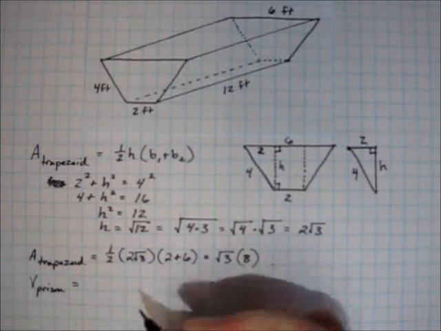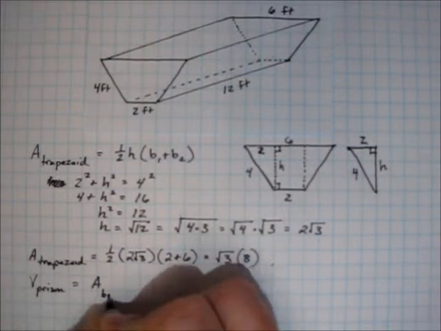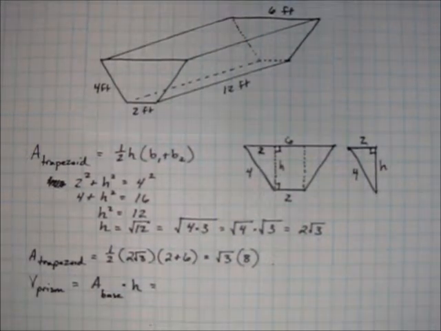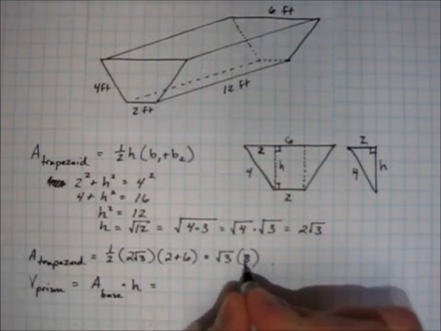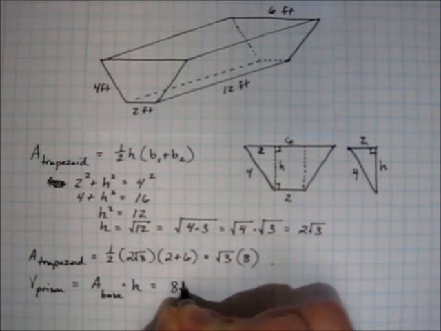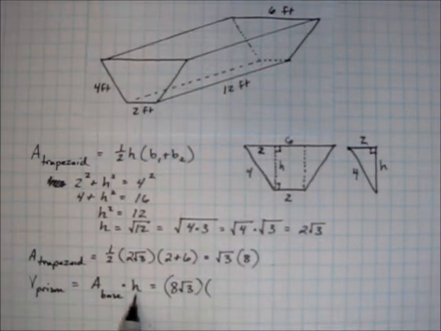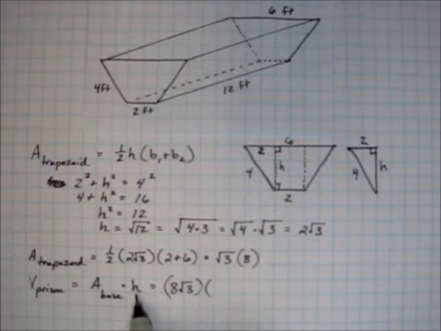Now, volume of a prism is given by area of base times the height of the prism. We just calculated the area of the base because the trapezoid is our base. We know it's square root of 3 times 8, or 8 times square root of 3. Now this height is different from the height we calculated earlier. This height is referring to the height of the prism.